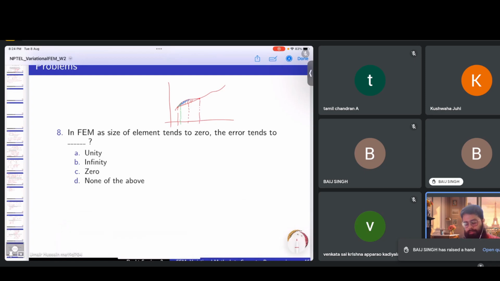Okay, all right. As the size of the element becomes less, for the same order of polynomial, the approximation becomes more accurate. So the error tends to 0.